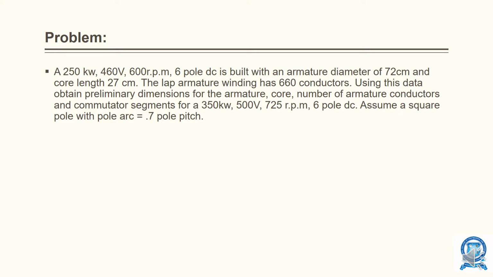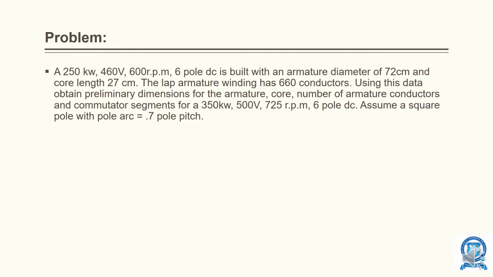Usually in the problem they will be giving a hint for getting the value of specific electric and magnetic loading. Here, instead of that, they have given a machine rating and its data along with D and L, and from this we are supposed to find the specific electric and magnetic loading, and the same loadings need to be used for the next machine which you are going to design newly. So this is the problem.